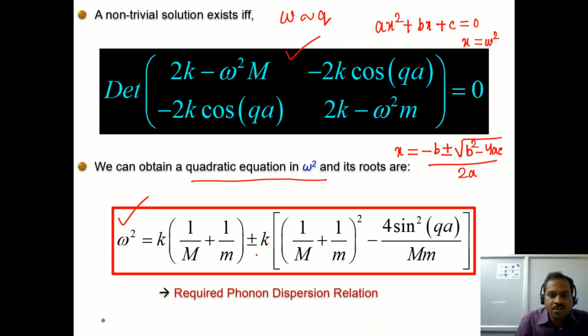But one interesting feature you can see here is that there is a plus minus sign. That means omega will have two different values depending on the plus and minus sign. So one value will be higher and the other value will be lower.